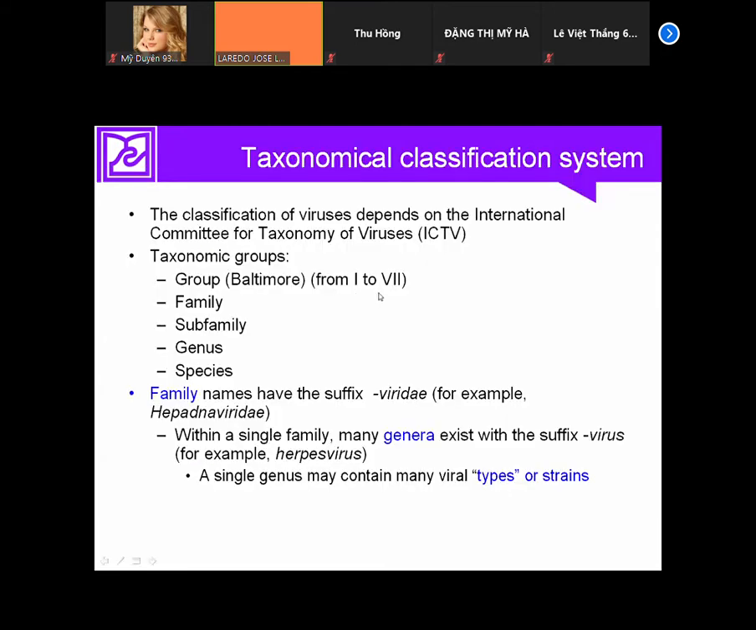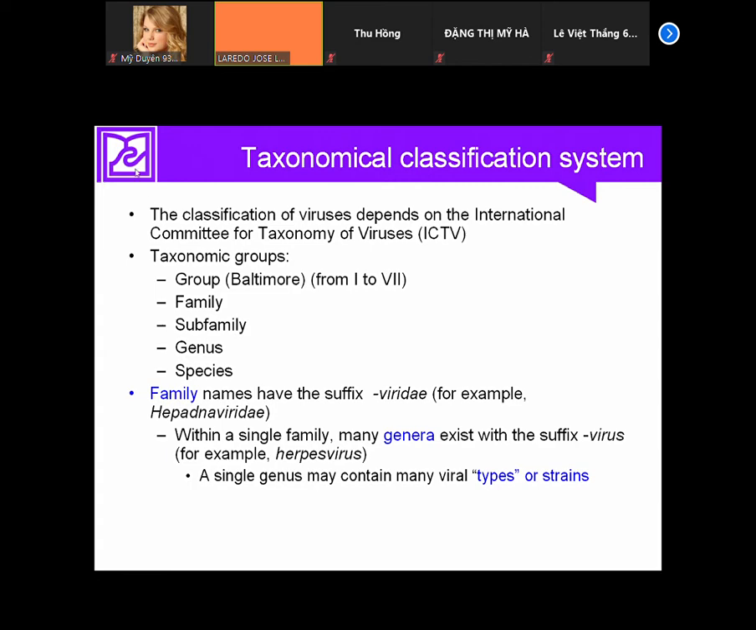We can classify viruses in a different way than bacteria. Remember, when we classify living organisms made of cells, we use many different taxa: domain, kingdom, phylum, class, order, family, genus, species. You remember a lot of taxa. However, when we classify viruses, we have to use different classification systems because viruses are not made of cells.